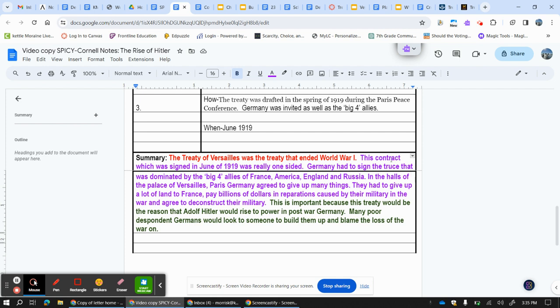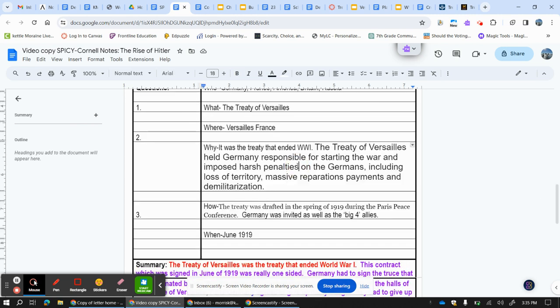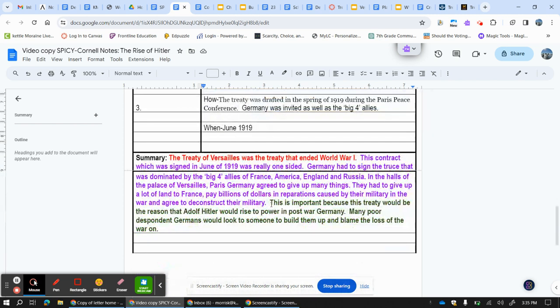This contract, wordsmithed, which was signed in June 1919, was really one-sided. Germany had to sign the truce, wordsmithed, that was dominated by the Big Four allies of France, America, England, and Russia. Notice I'm sprinkling my notes in, the evidence. In the halls of the Palace of Versailles, Paris, Germany agreed to give up many things. Wordsmithing, they had to give up a lot of land, pay billions of dollars in reparations caused by their military in the war, and agree to deconstruct their military. That came right from these notes. I just wordsmithed them, so I'm not just cutting and pasting. I'm actually using different words.